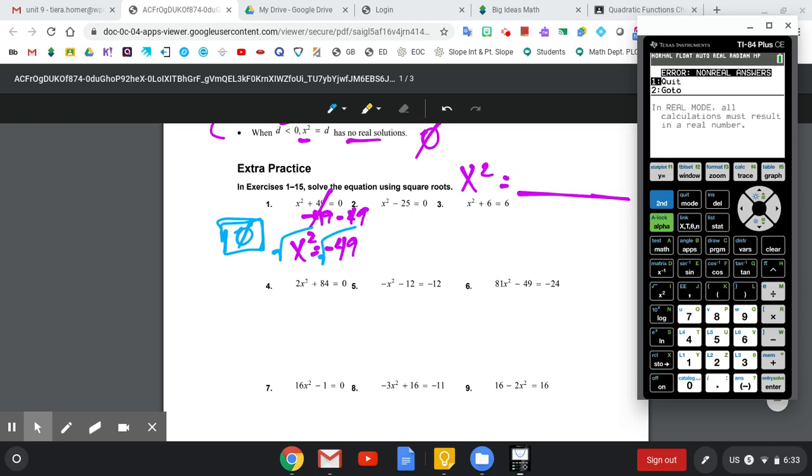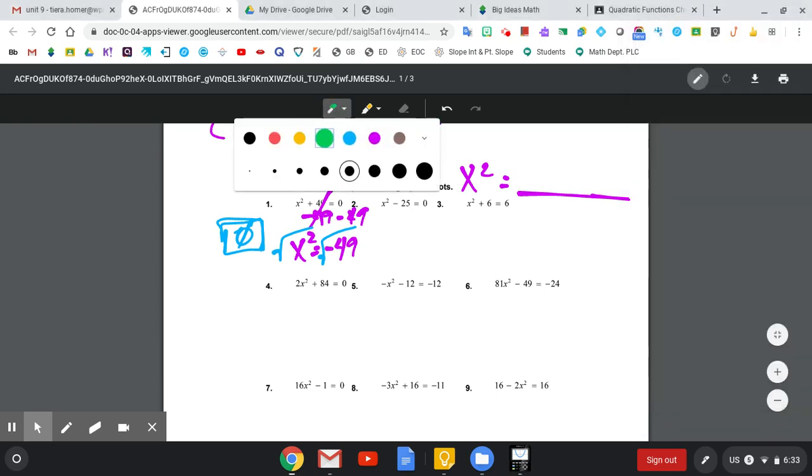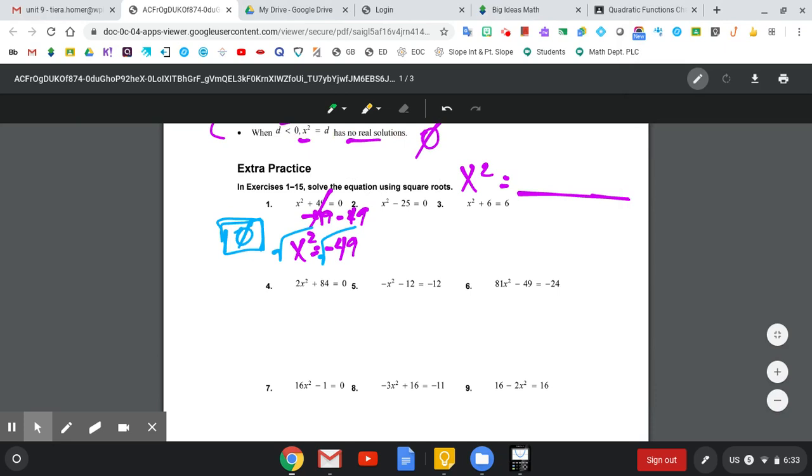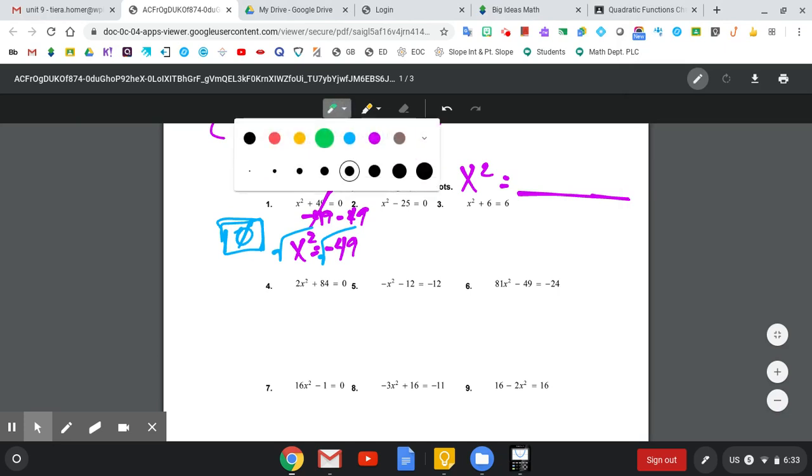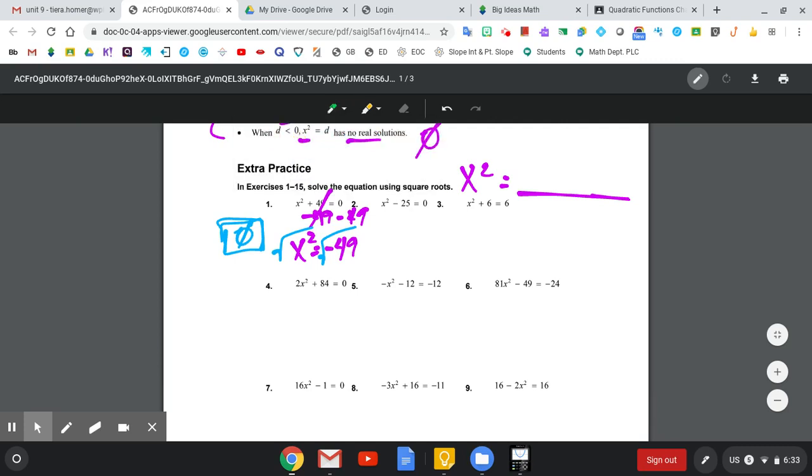Okay, so let's look at number 2. x squared minus 25 equals 0. I want to first get my x squared by itself. So it has this minus 25. How do I undo minus 25? Good, I'm going to add the 25. What I do to one side, I do to the other. So I get x squared equals 0 plus 25, which is 25.